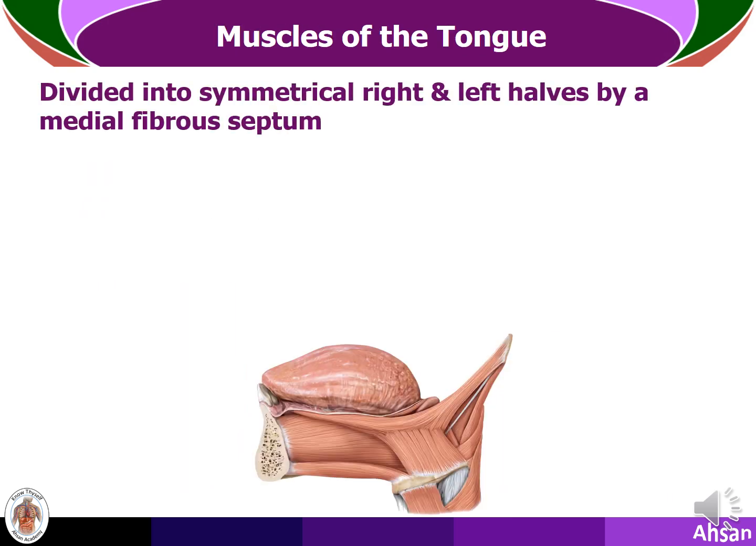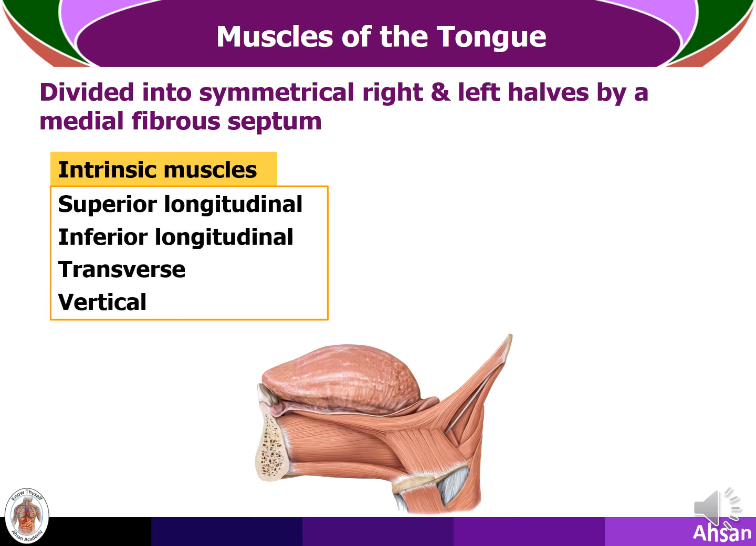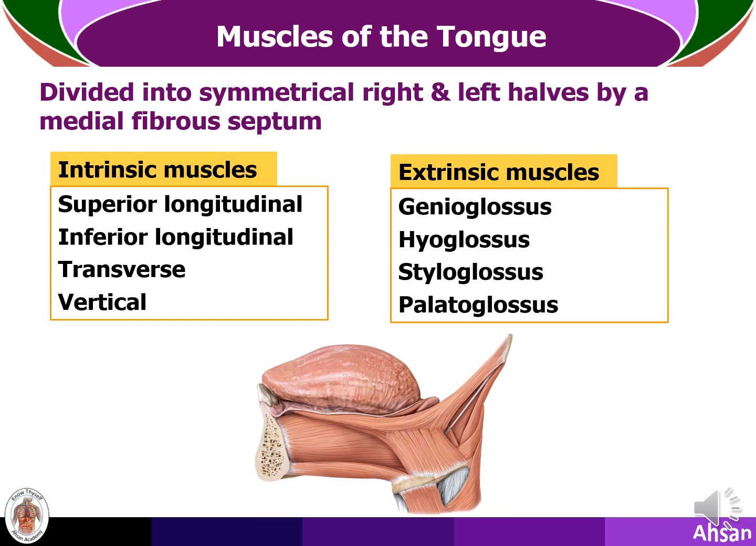Tongue has two types of muscles symmetrically present on the right and left halves, separated by a median fibrous septum. These muscles may be intrinsic and extrinsic. Intrinsic muscles are longitudinal muscles, transverse muscles, and vertical muscles. Longitudinal muscles are oriented superiorly and inferiorly. The extrinsic muscles include the genioglossus, hyoglossus, styloglossus, and palatoglossus.